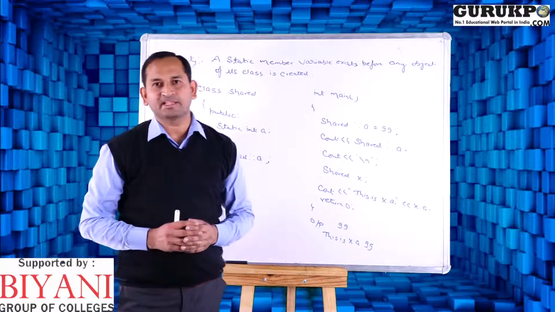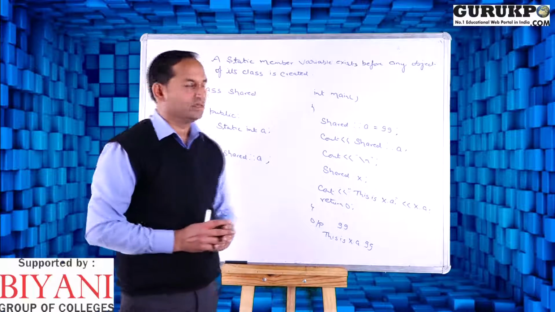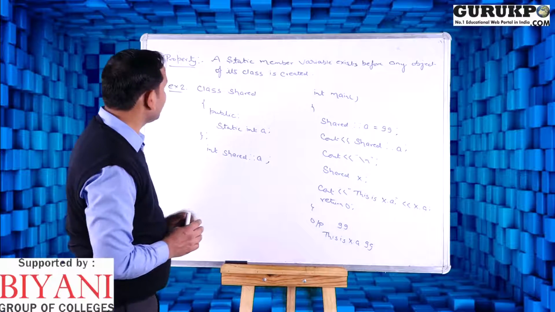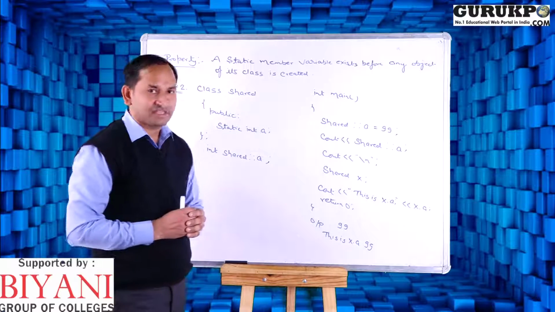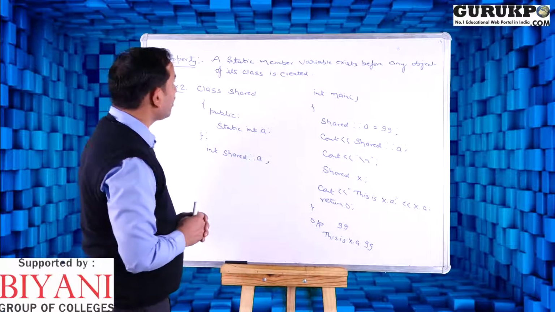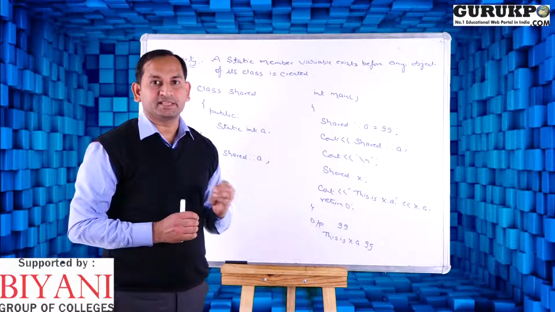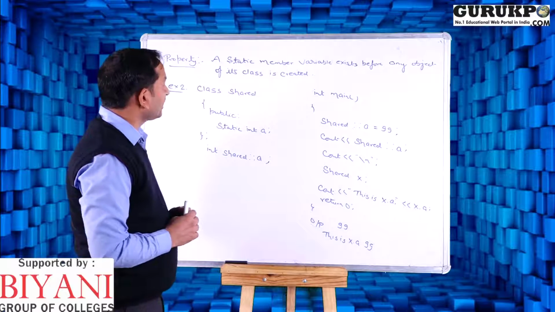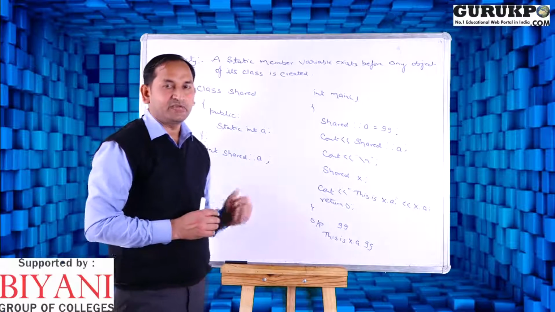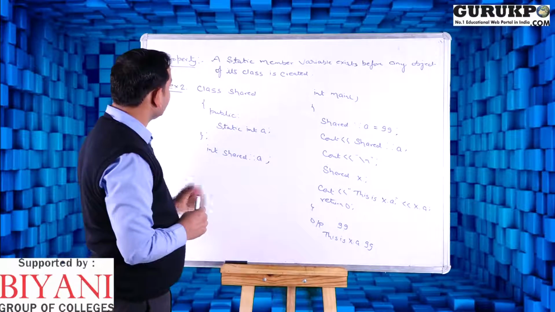Now we are taking a second example of a static data member. There is a big property of static data members: a static member variable exists before any object of its class is created. That is, the member variable already exists before any object of its class is created. Now we take an example of this one.